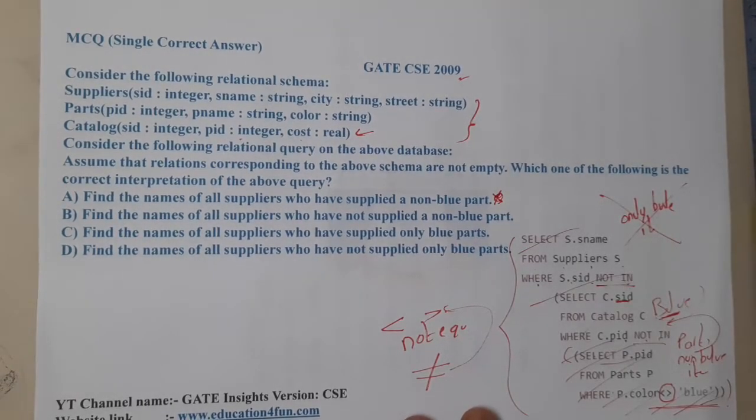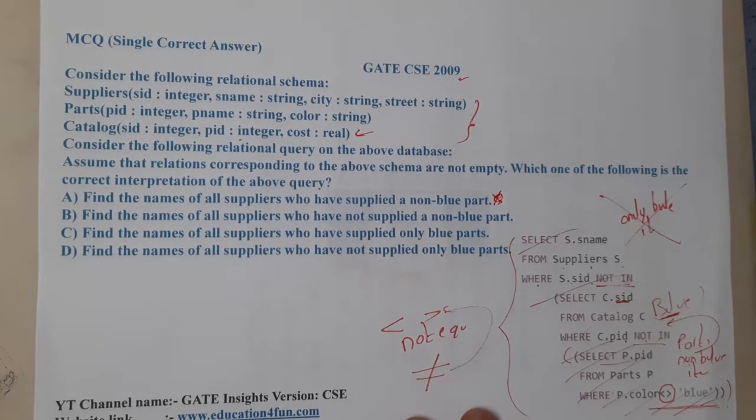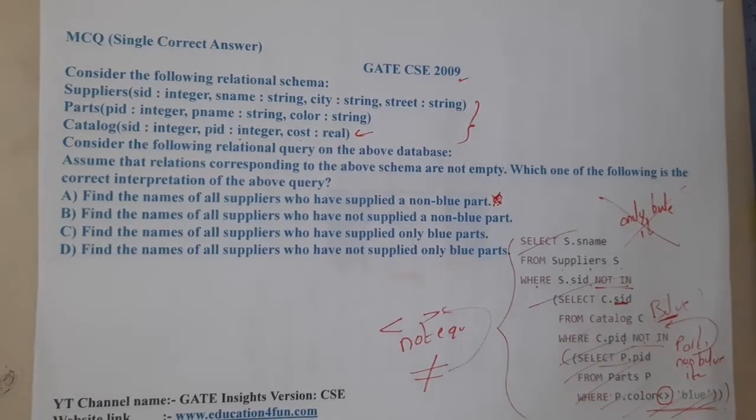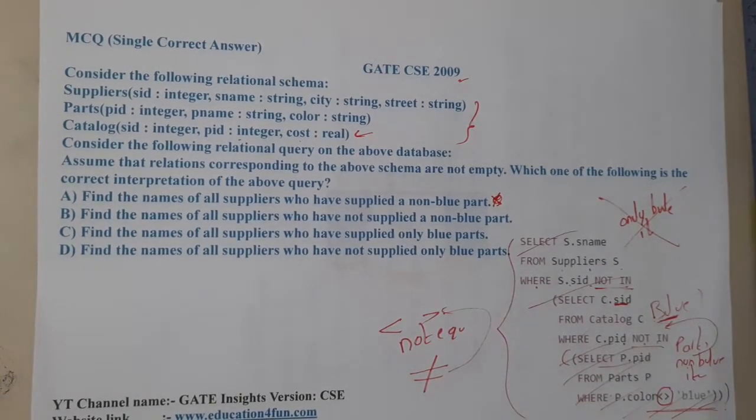So option A says that find the name of all suppliers who have supplied a non-blue part. Okay, so these options are also a bit confusing. So anyway, let us go through option B. Option B says that find the names of all suppliers who have not supplied a blue part.